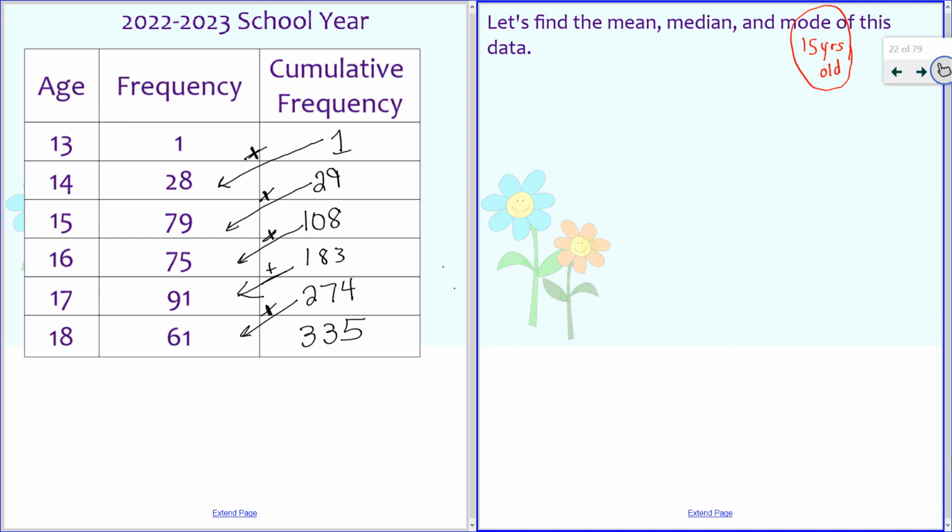That's our mode right there. That's just what occurs most frequently. And notice that we can just read off our data. It's our 15 years old. And then if we want to do the mean, it's the sum divided by the number of students in this case.